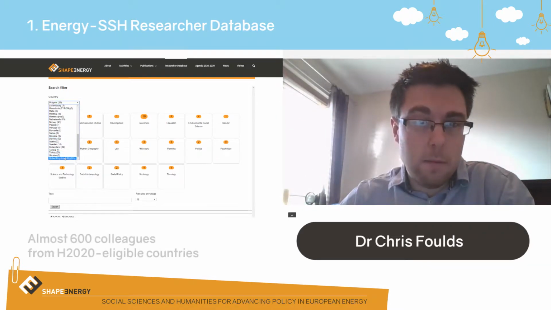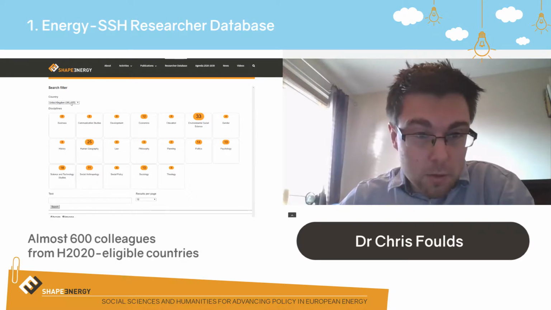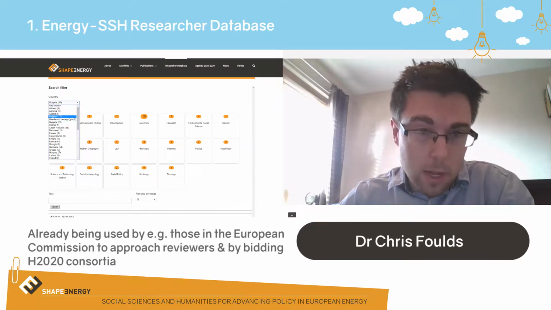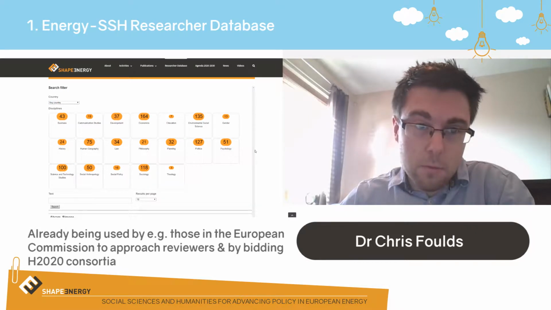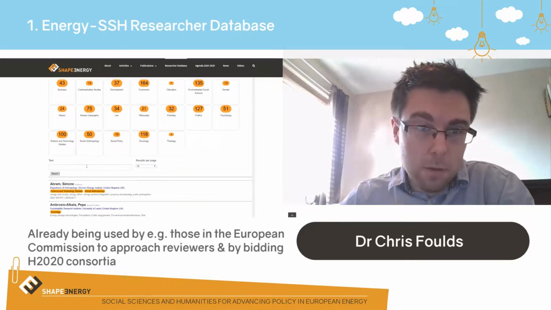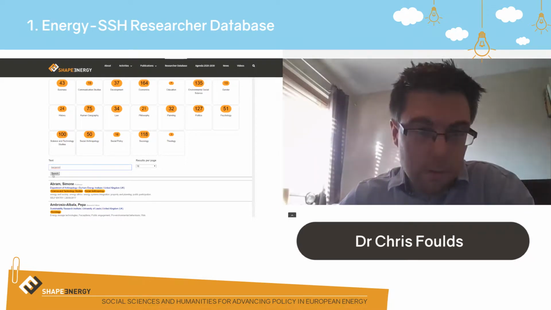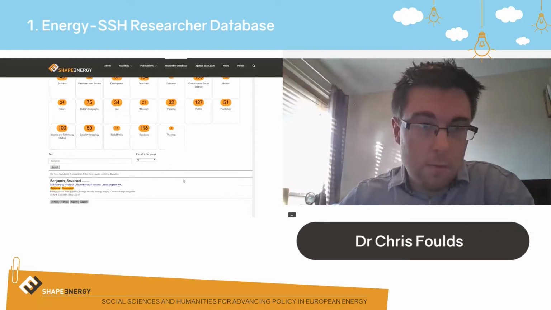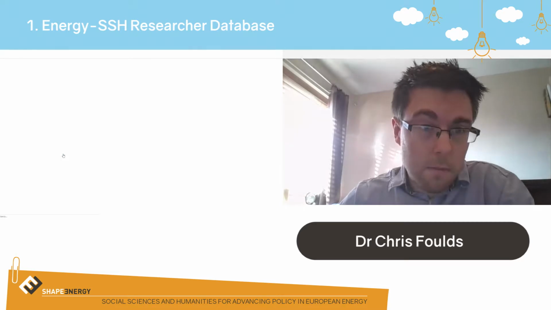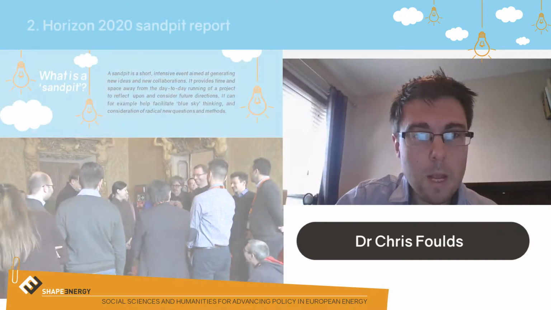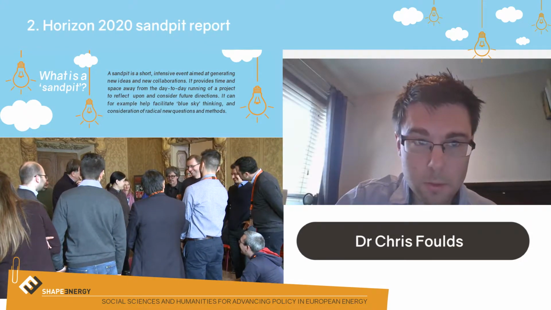So we wanted to create a database of around 600 in the end. We've got colleagues working in Horizon 2020 eligible countries on energy-SSH, and it's been great that it's already been picked up by the Commission and by lots of those bidding for Horizon 2020 energy project money. You're able to search for it dynamically through the countries, through the disciplines, through free text to do with those people's energy research interests.